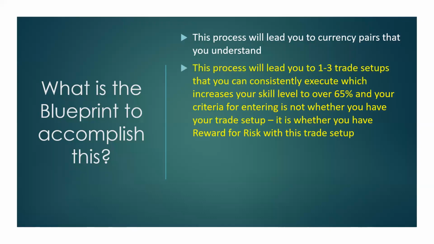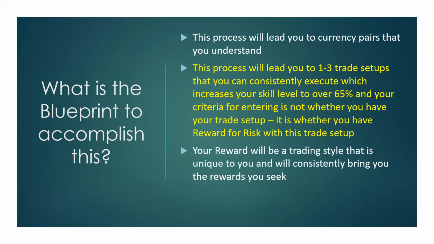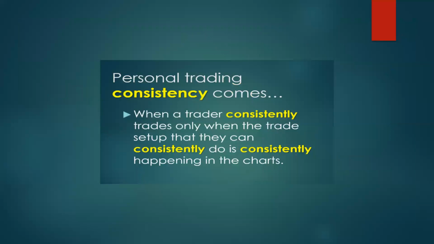The process will lead you to 1 to 3 trade setups that you can consistently execute, which increases your skill level to over 65%. And your criteria for entering is not whether you have your trade setup. It's whether you have reward for risk with this trade setup. Your reward will be a trading style that is unique to you and will consistently bring you the rewards you seek. Personal trading consistency comes when a trader consistently trades only when the trade setup that they can consistently do is consistently happening in the charts.